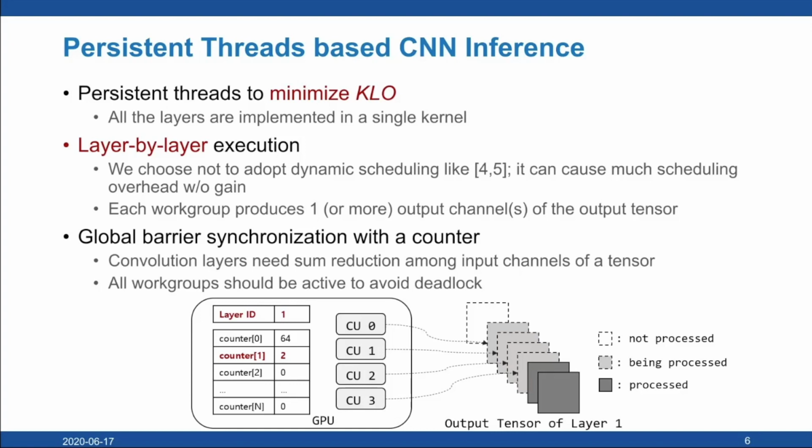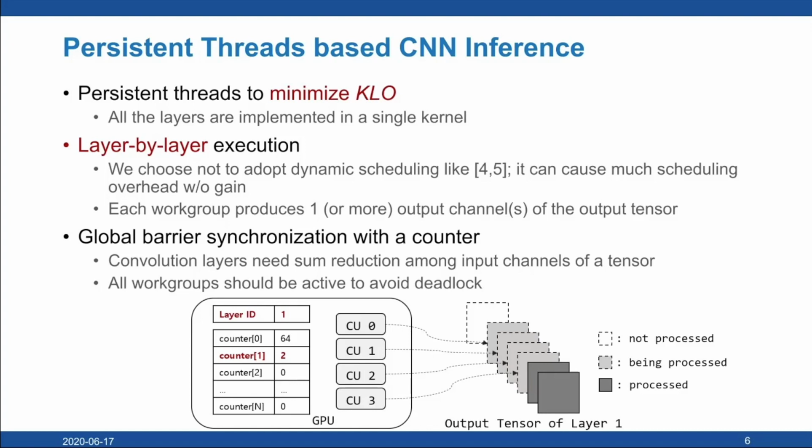For each layer, a work group computes an output channel of the output feature map and iterates to process the entire channels. As convolution layers need some reduction among the input channels of the tensor, global barrier synchronization among work groups is required. The global barrier synchronization is realized with a counter, which is incremented atomically as the processing of each output channel is completed. If the value of the counter reaches the number of channels, the work groups can move on to the next layer.